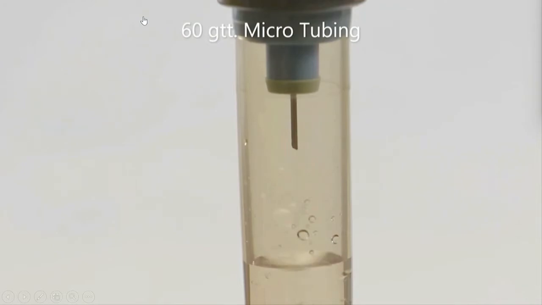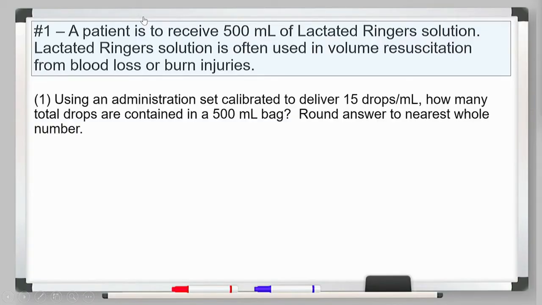This is microtubing. You can see how much faster the drops form because they fall off sooner, meaning the volume for each drop is less. It's a smaller drop, so there'll be more drops per milliliter. The number of drops formed per volume is smaller for these smaller sets, okay? So, thank you for surviving that.